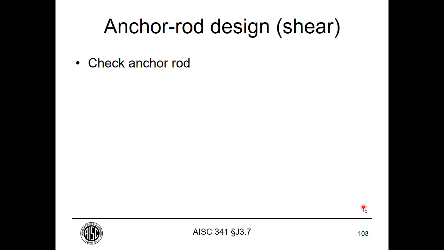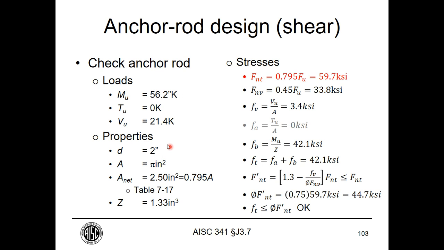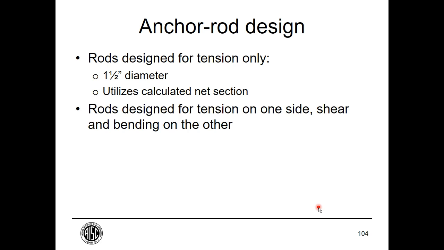Now we'll check the other anchor rods, the ones that are working in bending and shear. It turns out for these we need 2" anchor rods to handle the bending and shear. And those just barely work out. All right, so designed for tension only, we could make it work with 1.5" anchor rods, utilizing the net section. If we used shear and bending in the anchor rods to take out the shear in the base plate connection, we would need 2" diameter, and obviously we'd use 2" diameter for all 8 of the anchor rods.